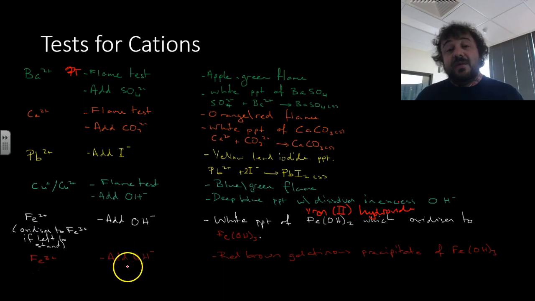With iron 3, if we add hydroxide, we end up with a red-brown gelatinous, so it's kind of squishy, precipitate of iron 3 oxide. So that's iron oxide. Alright, I hope that made sense.